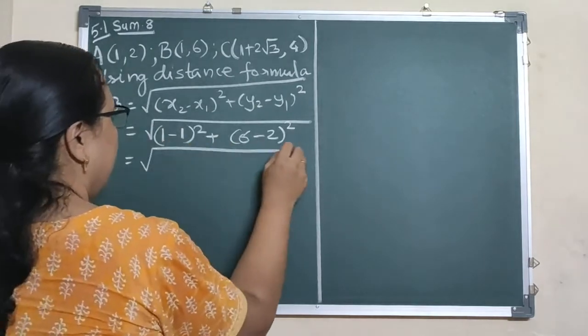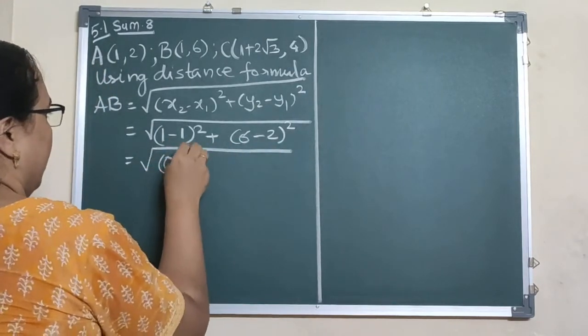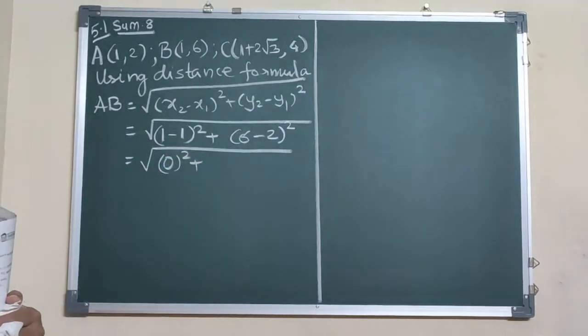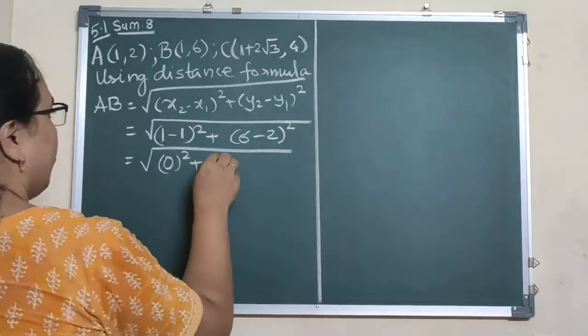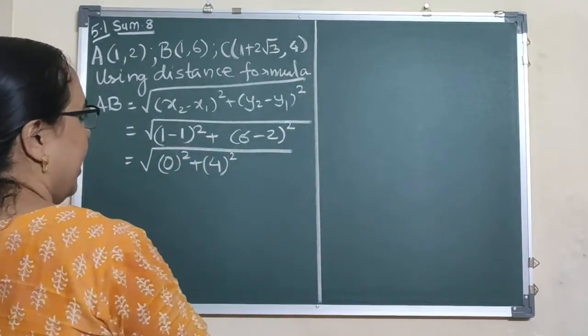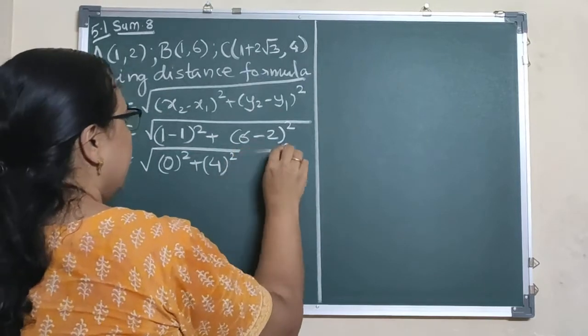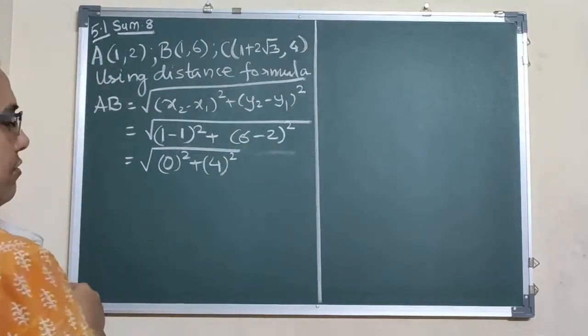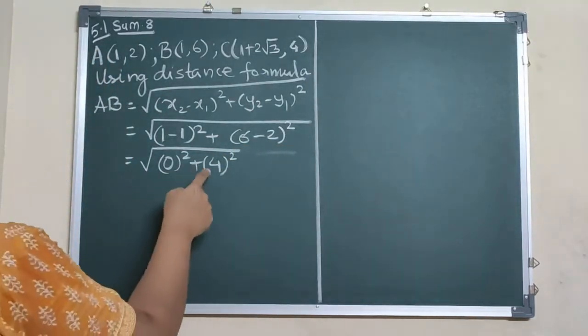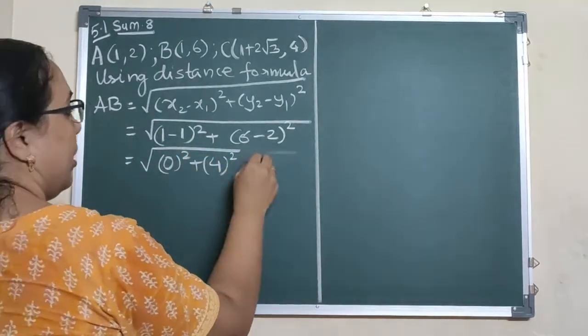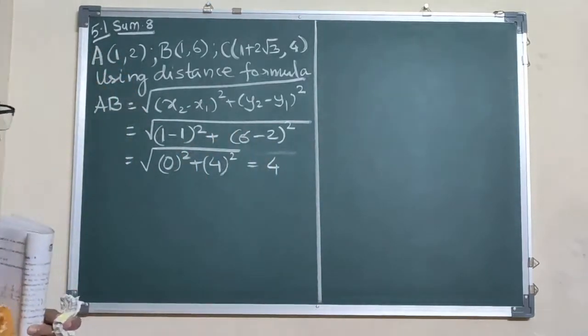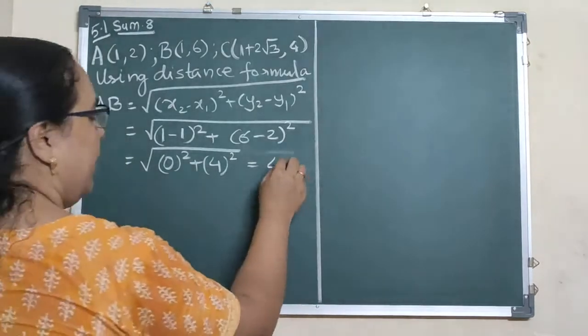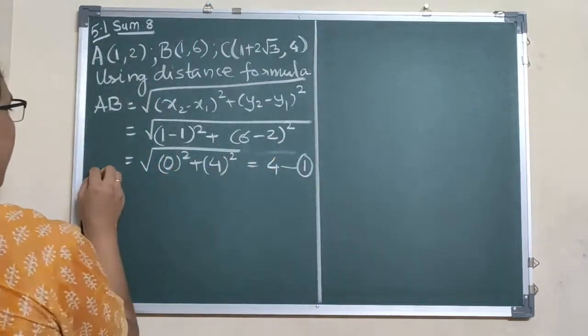Again, what is 1 minus 1? Oh yes, 0 square. And what is 6 minus 2? 4 square. So what do we get here? Yes, 0 square is 0, and you have 4 square under the root. So the answer is 4. You can keep it as equation 1. Go to find BC.